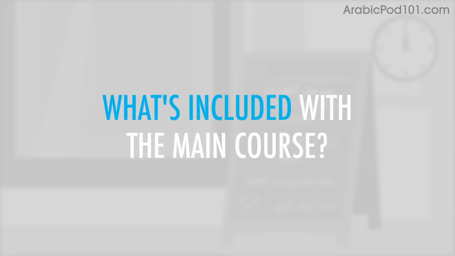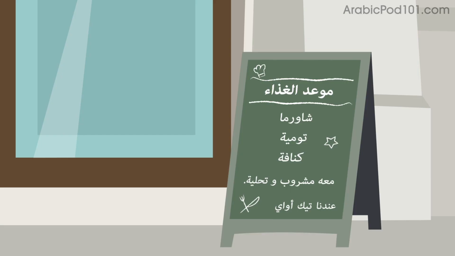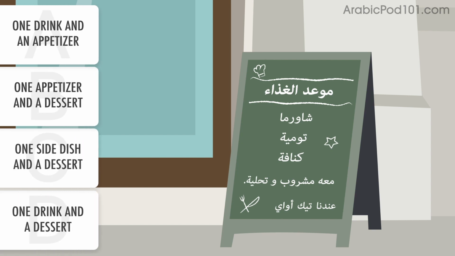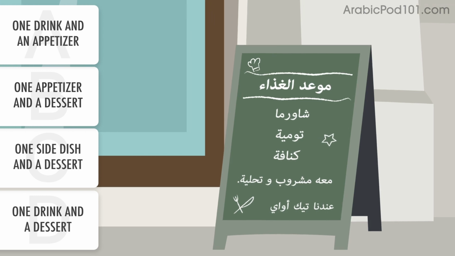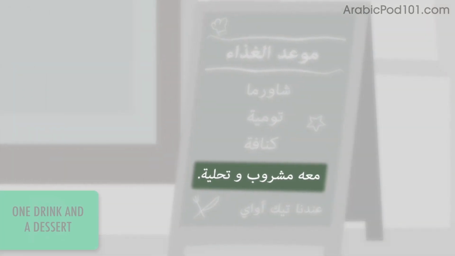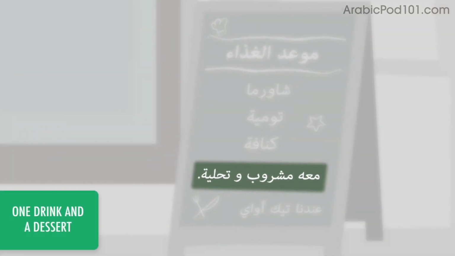What's included with the main course? The sign says, 1 drink and a dessert are included.